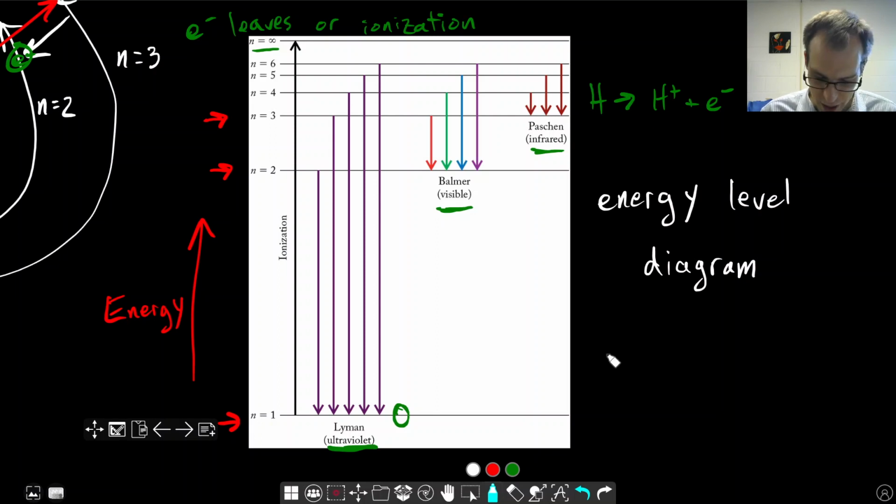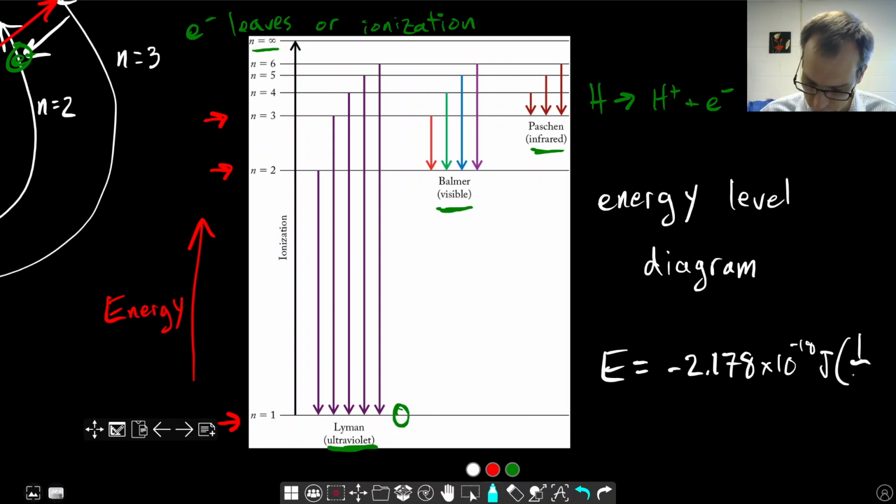We're not going to go through that derivation, but he proposed that the energy of an energy level is given by negative 2.178 times 10 to the minus 18th joules, so a very small amount of energy, times 1 over the value of n squared. So it's going to change depending on what value of n we're looking at. When we take differences in energy, this matches with the Rydberg formula.